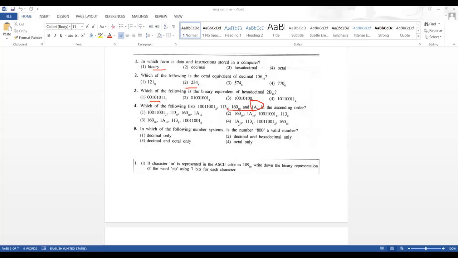They are asking for ascending order, so take the fourth answer. Not descending, ascending order. You have to take the smallest value first. Then the fifth one: in which of the following number systems is the number 800 a valid number? It can be decimal; octal, it cannot. So decimal and hexadecimal, yes. Second answer.